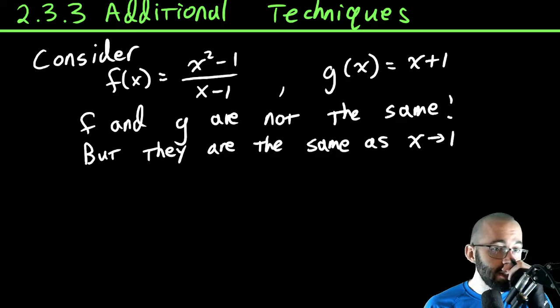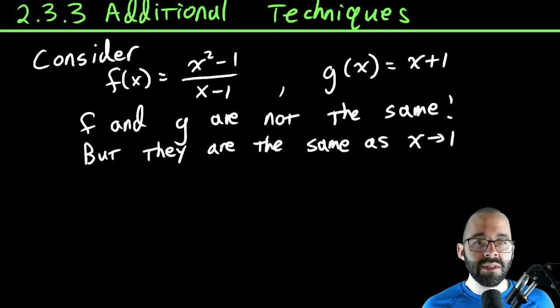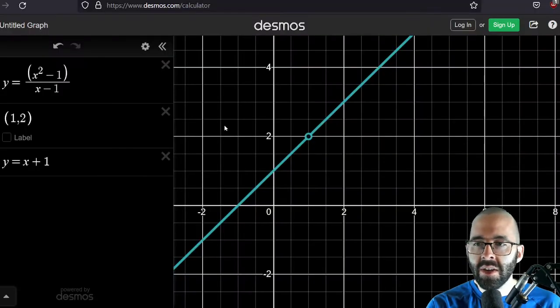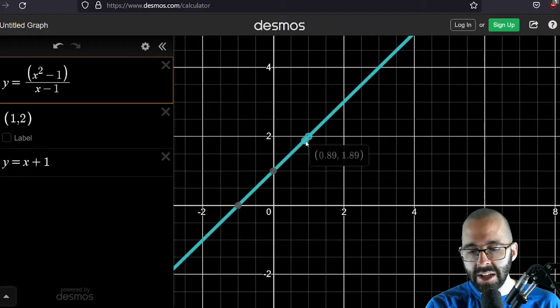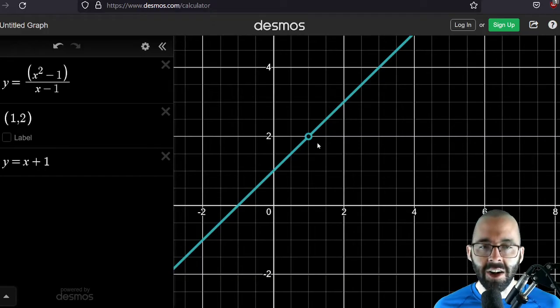And again, as x approaches 1, we're not actually talking about 1 itself. We're just saying they are the same as x gets really close to 1. Pink and blue are the same as x gets really, really close to 1, but we're never including that limit point. Whenever we talk about limits, we never get there. We only get really, really close.